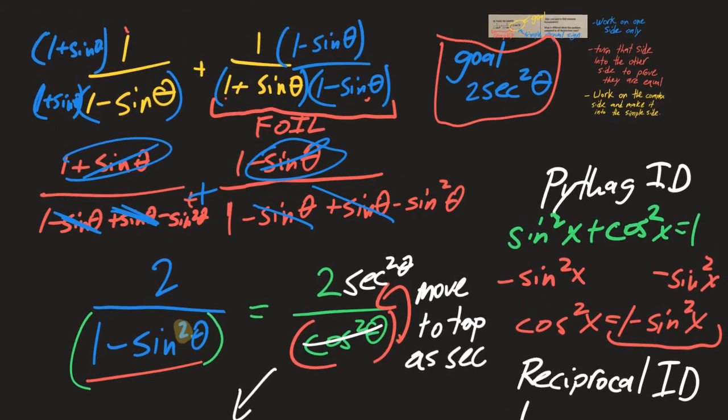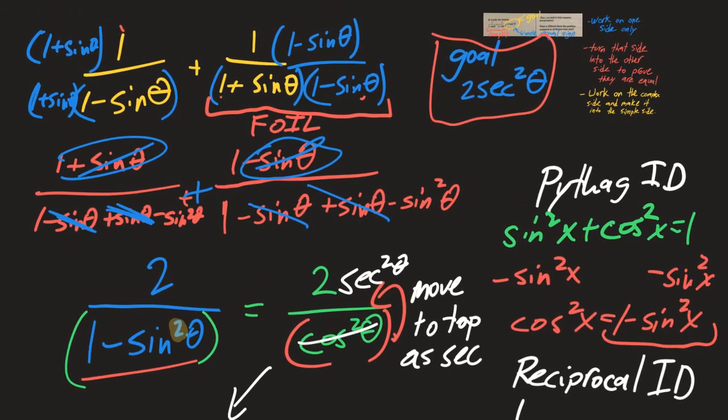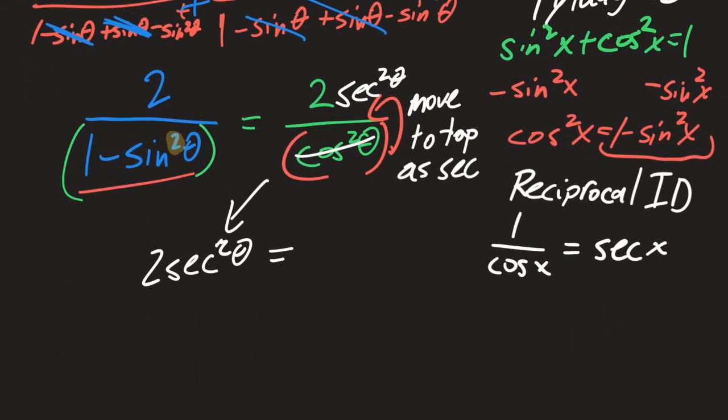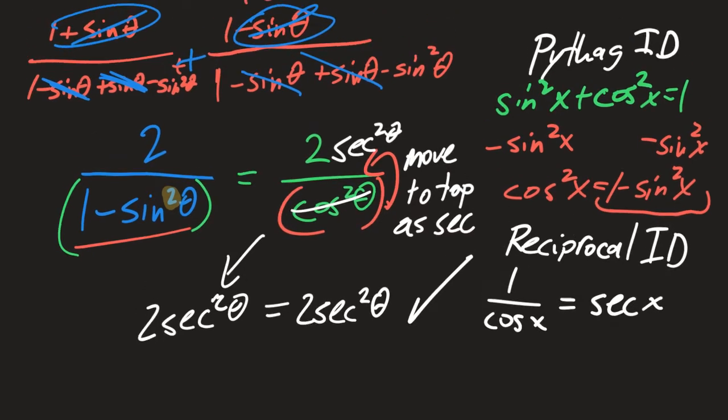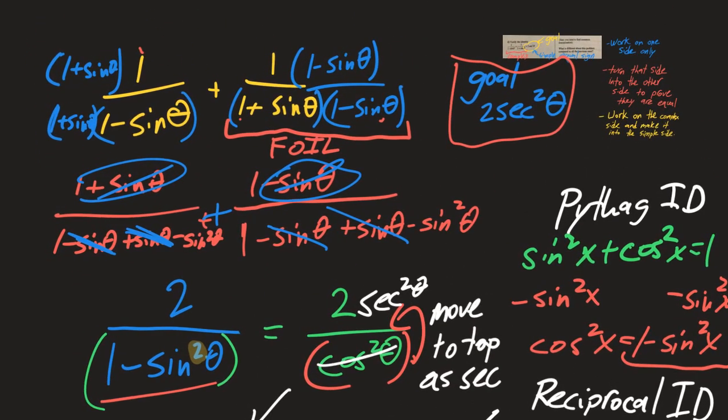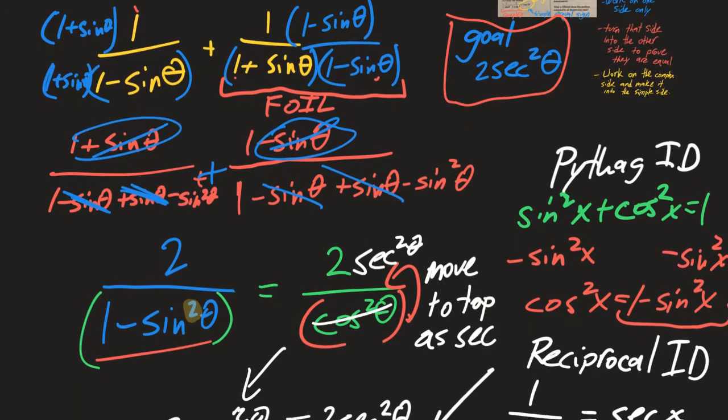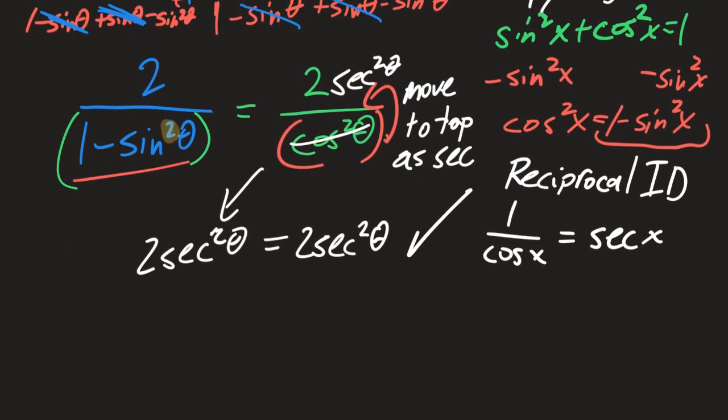You can look back and see that my goal up here was 2 secant squared theta. So I reached my goal, and I'm going to put my little check mark that I reached that goal. So what are we looking for in this problem? Starting from the yellow, can you break it down and cancel things out so that you get to this statement that these are equal?